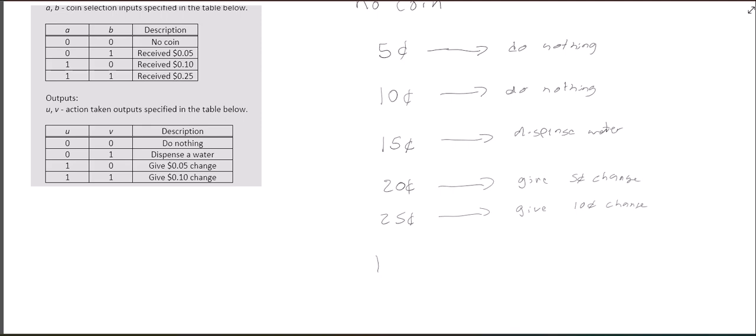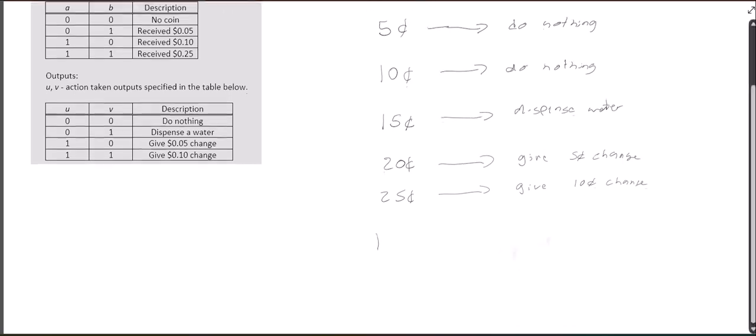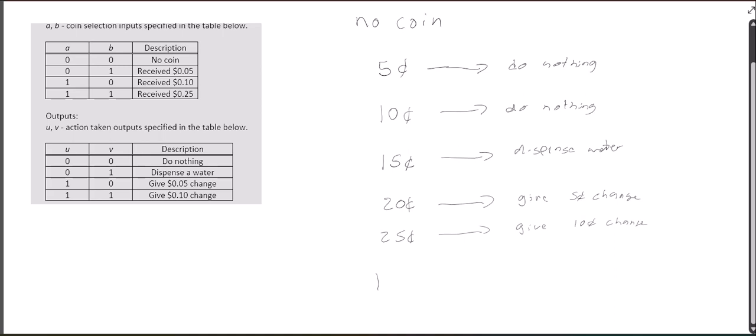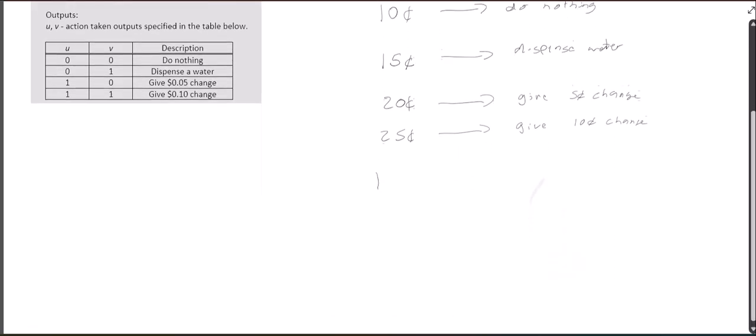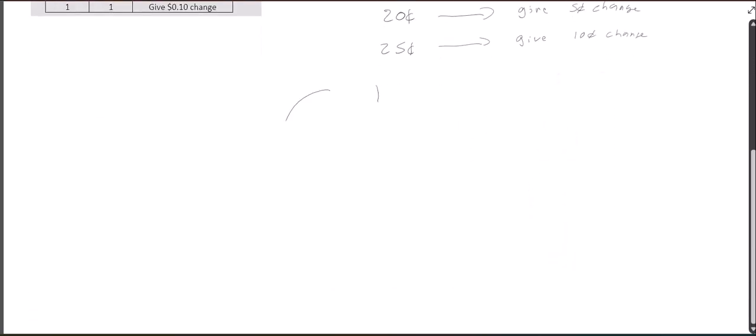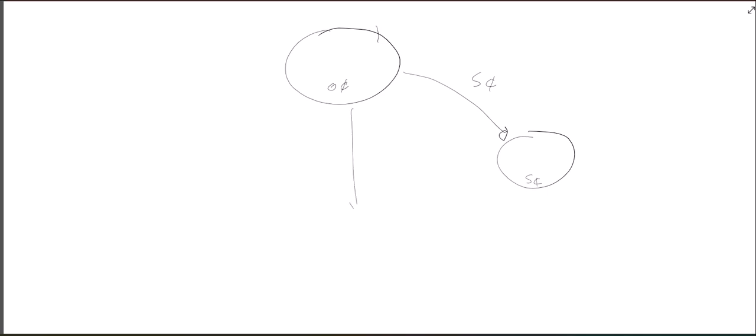Alright. So let's think about these and think, can we combine any of these states? I don't think we actually can. Alright, so we'll have our state of 0 cents, we don't have anything. And then let's think about the different actions that we can do. The actions that we can do are we can put in a nickel, we can put in a dime, we can put in a quarter. So if we put in a nickel, we would go to this 5 cent state. If we put in a dime, we would go to the 10 cent state.